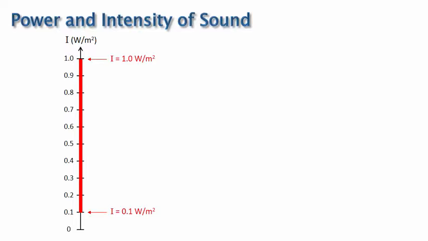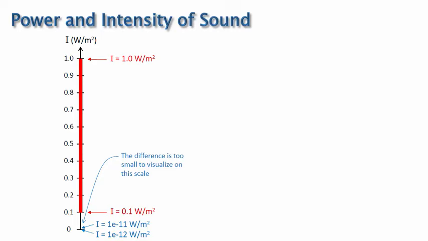On the other hand, if the intensity of a sound wave is 1 times 10 to the minus 11 watts per meter squared, it is essentially 0 on this scale. And if the intensity drops to 1/10 of that, to 1 times 10 to the minus 12 watts per meter squared, then that is also essentially 0, and the drop is too small to visualize on the scale.